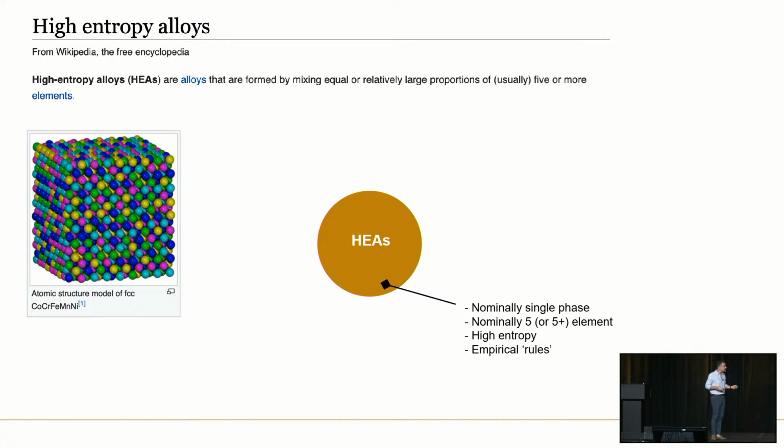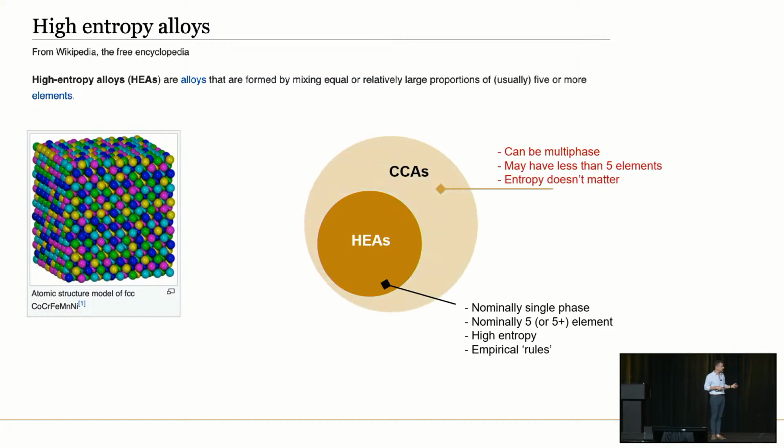But what actually has been happening since high entropy alloys were conceived is several research groups have tried these, and they've got a different notation now called compositionally complex alloys or complex concentrated alloys, which, when they're not single phase, this is a classification for alloys that can be multi-phase. Sometimes they have less than 5 elements. They might have 3 or 4, and the entropy doesn't matter. So this is a broader family of things.